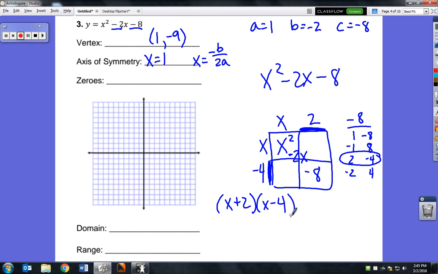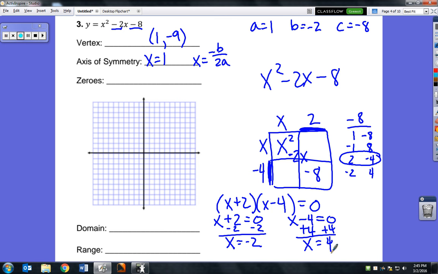To find the zeros, I must set that equal to 0, and I must set each factor equal to 0 and solve for x. So on this first one, I'm going to subtract 2. I'm going to get x equals negative 2. On the next one, I'm going to add 4 to each side, and I'm going to get x equals 4. So my zeros for this problem are x equals negative 2 and x equals 4.